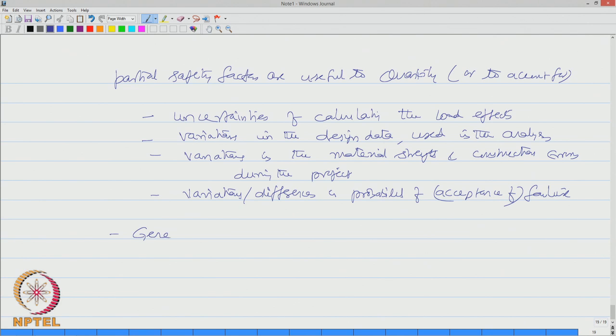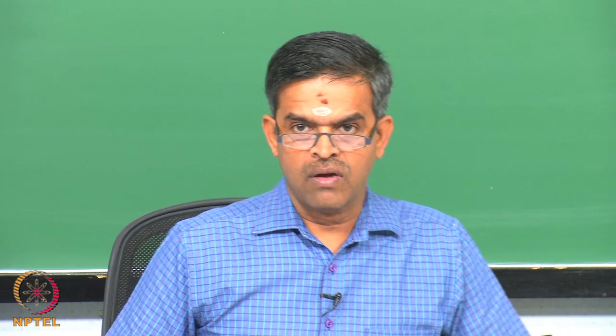So, the generally acceptable probability of failure is 10 power minus 7. Such a low probability ensures that partial safety factor should be properly selected so that the design is delivering the serviceability and the strength requirements of the member to withstand the applied loads.